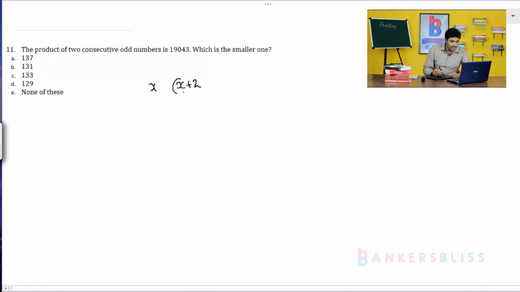So, what they are telling is, the product of two consecutive odd numbers is 19043. So, which is the smaller one? You have to calculate the value of x. So, see here, x into x plus 2, x square plus 2x minus 19043 is equal to 0. If you simplify, you are going to get this, but please do not follow this method. Instead of that, you come through options.